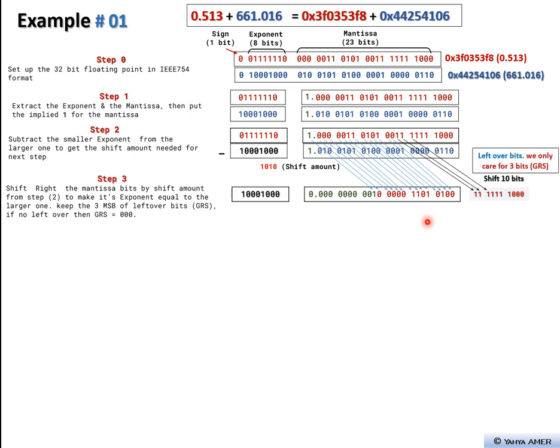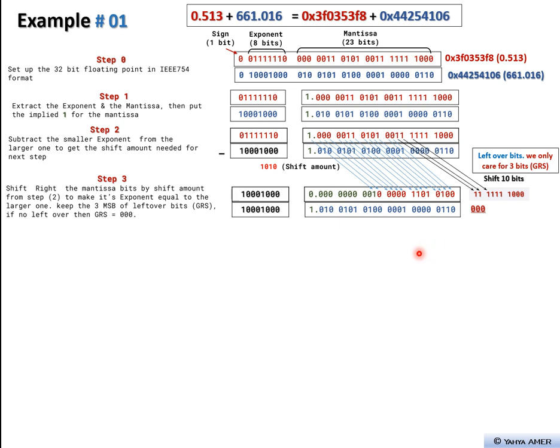Okay, one more thing to look at is that when we make the shifting and increase the value of the exponent as a result of right shifting, we have some leftover bits. In this case 10 bits will be left over, which are 1 1 1 1 1 1 1 0 0 0. These are called leftover bits, but we will only focus on the most significant 3 bits of them, which we're going to call the GRS. Okay. Why are these bits important?